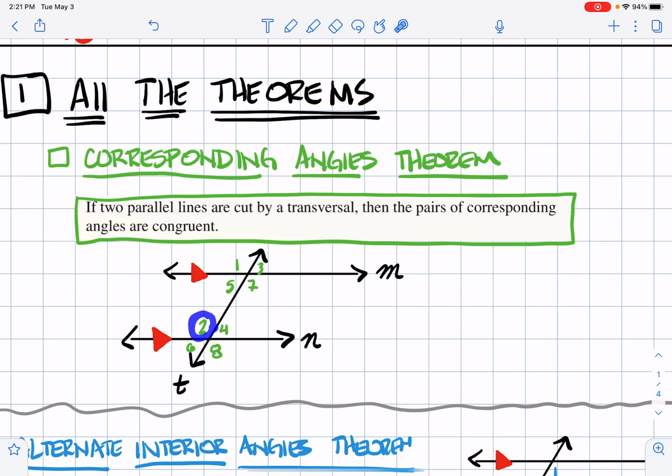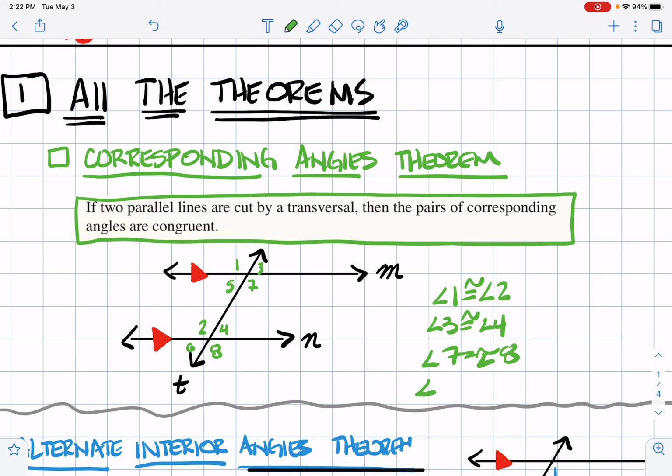Okay, similarly, angle 3 and 4 will be congruent. So angle 3 is congruent to angle 4. Similarly, angle 7 and angle 8 will be congruent. So angle 7 is congruent to angle 8. And then lastly, angle 5 and angle 6 will also be congruent because they are corresponding. So angle 5 is now congruent to angle 6. That's our first corresponding angles theorem.